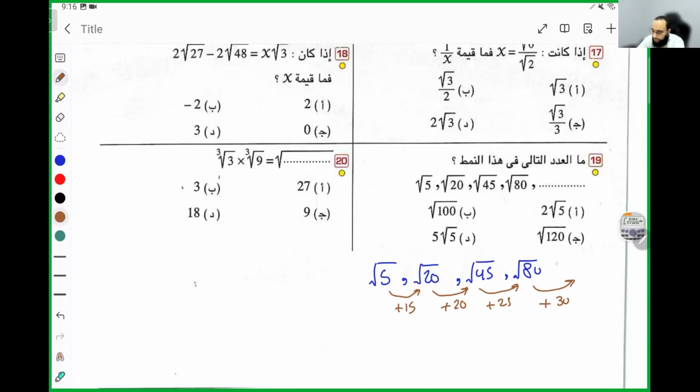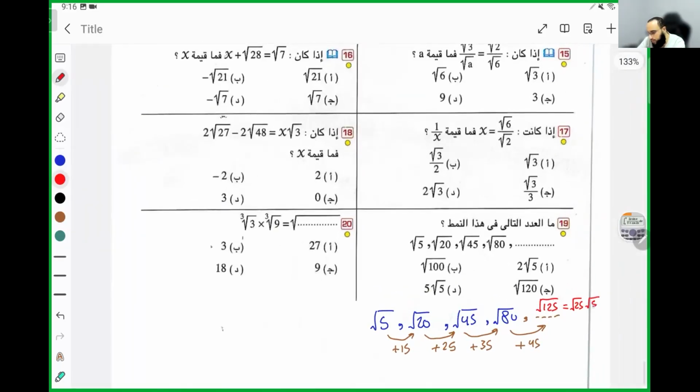So the answer is what? Root 110. Sorry, there is a mistake. It's 15 and then 25, then this is 35, then this is 45. Then it's root 125. But actually root 125 is not in the choices, because root 125 you can write as root 25 times root 5, which is 5 root 5.